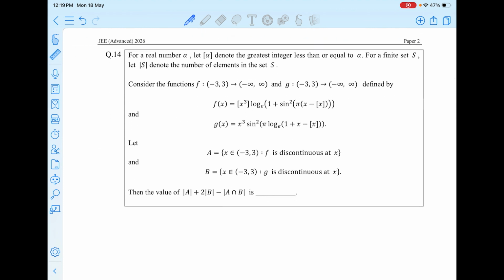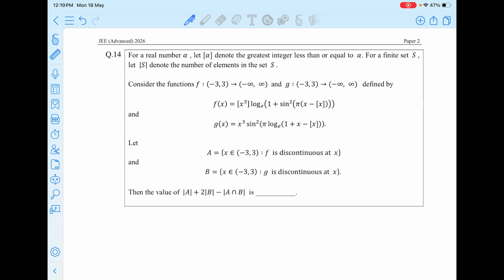Then question number 14. So question number 14 is related to number of points of discontinuity. How many points a particular function is continuous or discontinuous, that they are asking. Okay, so in this what you have to do, you have to just count the number of points.